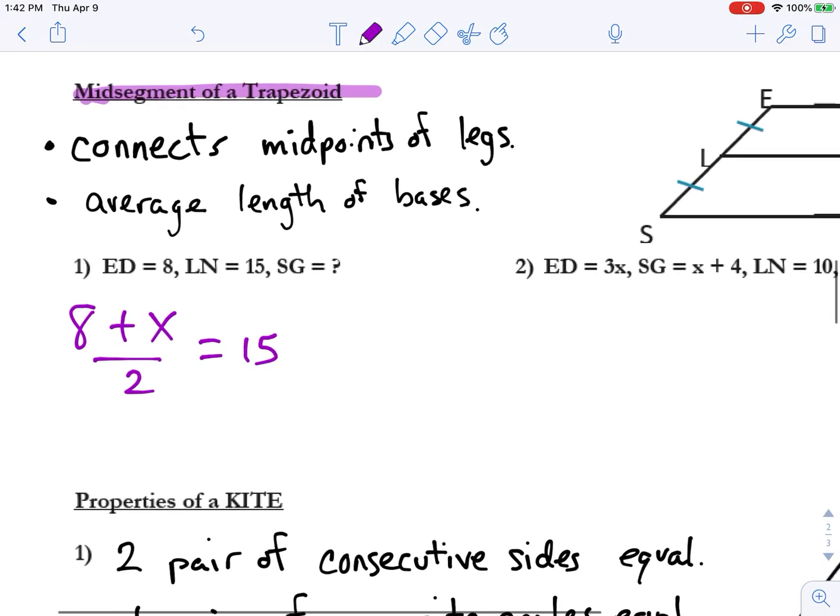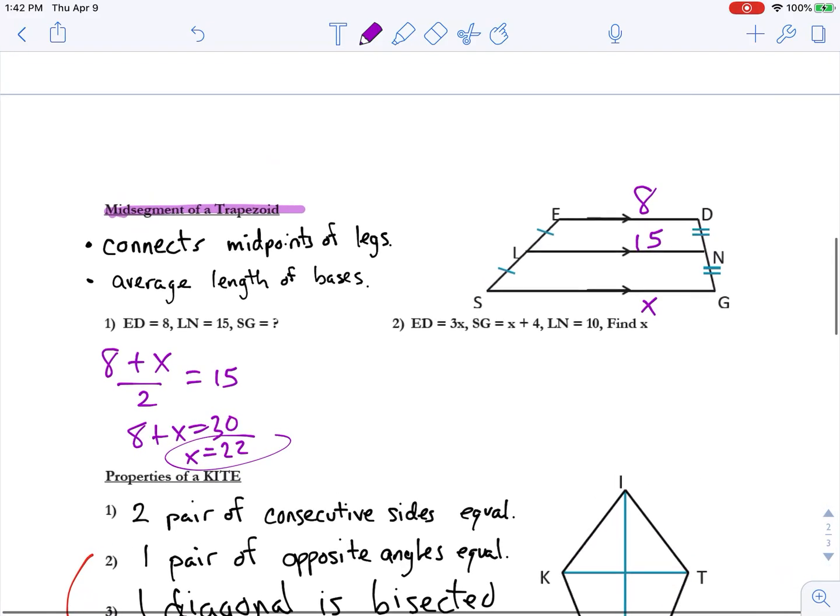You can solve that like an algebra problem. 8 plus x equals 30. X has to be 22. So you could guess and check your way. The only problem with guessing and checking is if it's a decimal or a non-repeating number. You're going to be there for a long time.